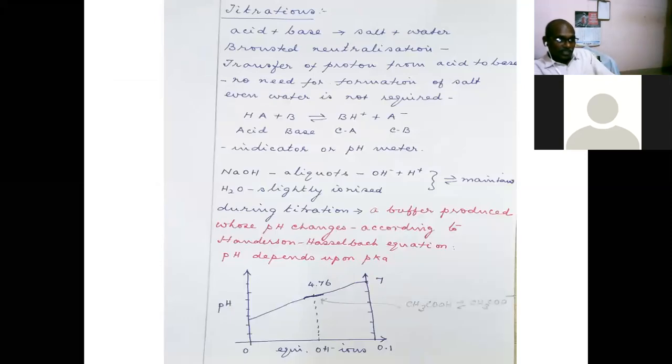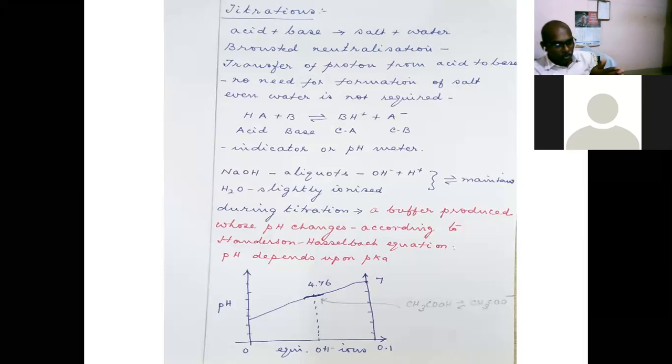So now, suppose you titrate acid and base, you are getting salt and water. And this is called Bronsted neutralization. Why is it called Bronsted neutralization? According to Bronsted and Lowry theory, acid is a proton donor and the base is a proton acceptor. Therefore, a proton comes from the acid and it goes to the base where water is made and the salt comes out. Therefore, it is a transfer of a proton.